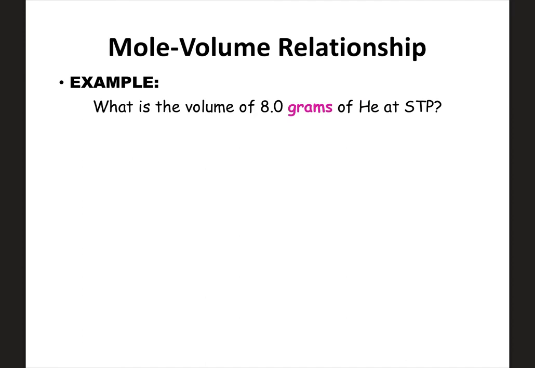It says, what is the volume of 8 grams of helium at STP? All right, so you immediately start with what you're given, 8.0 grams. Multiplication symbol, conversion line. Whatever unit's on top, you immediately write on the bottom, grams. Okay, so we're trying to get to volume. Remember, volume is liters here. So we're trying to get to liters.